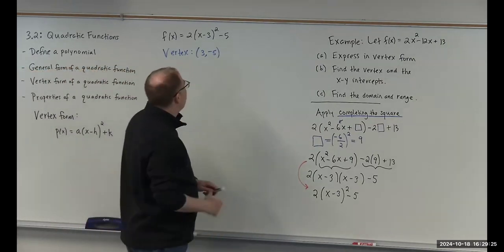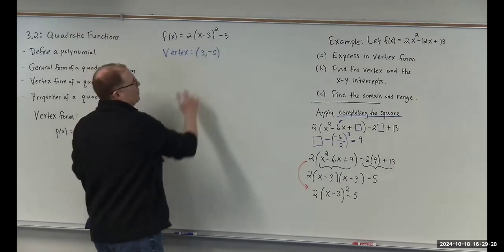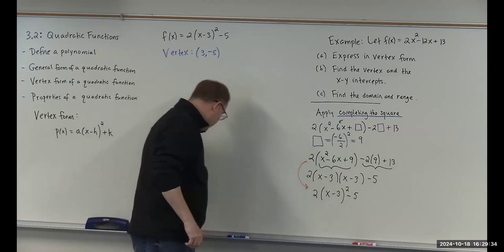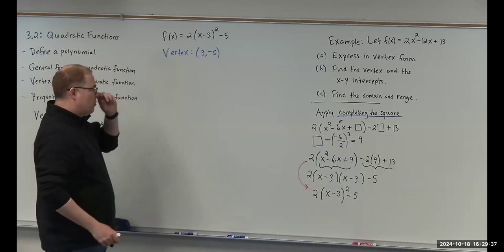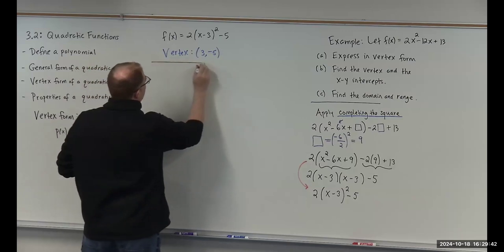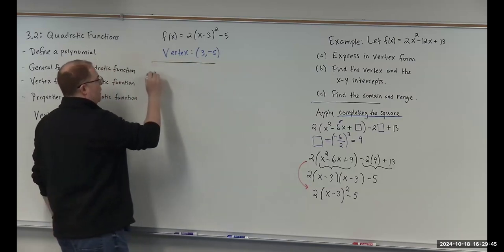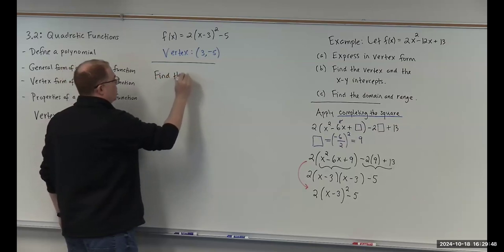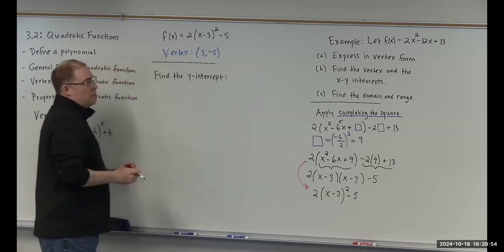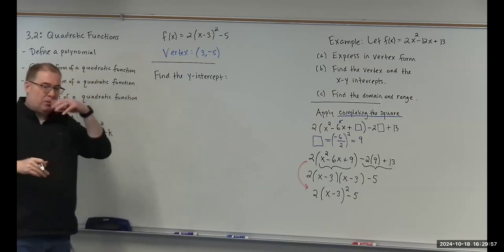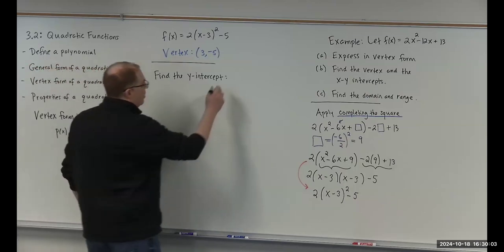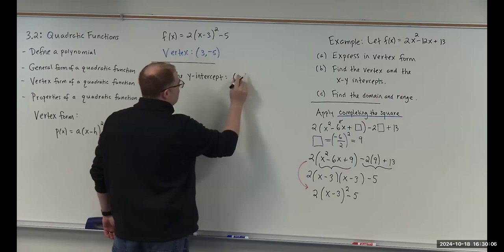So we have our solution. We expressed this function in vertex form, and we have our vertex. The next thing to do is to go through and find the x and y intercepts. So let's first find the y-intercept. Remember, the y-intercept is where the graph is going to cross the y-axis. It's going to take on the form of 0, some number.